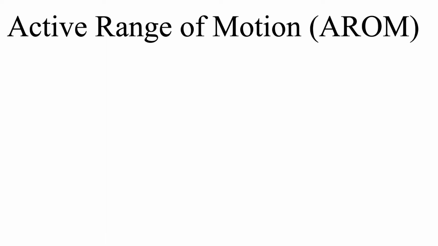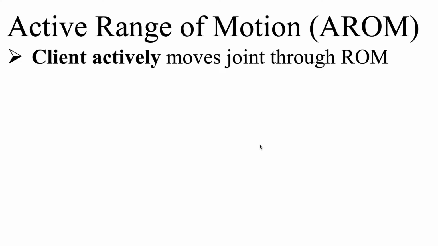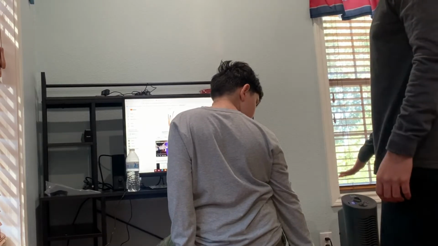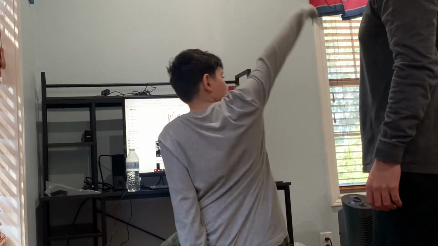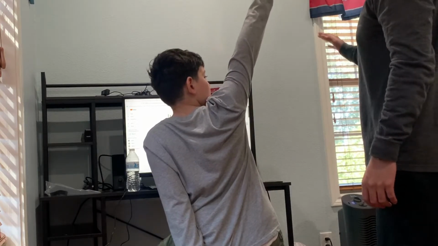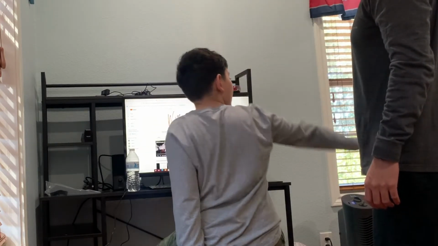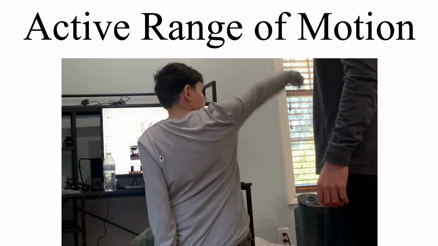The very first one we are going to cover is active range of motion. This is known as AROM. This is a range of motion in which the client actively moves the joint through its full range of motion. The key word here is active. The client actively moves the joint through its full range of motion. This means that the therapist only instructs the client to move the joint through the joint's full range of motion. In other words, the client moves the joint through its full range of motion by themselves with no help from the therapist.